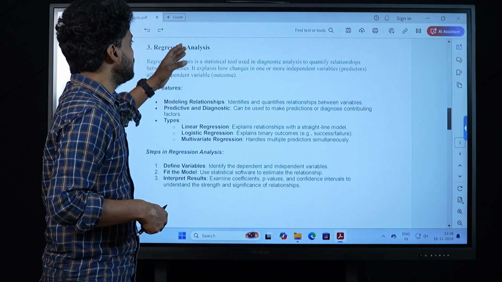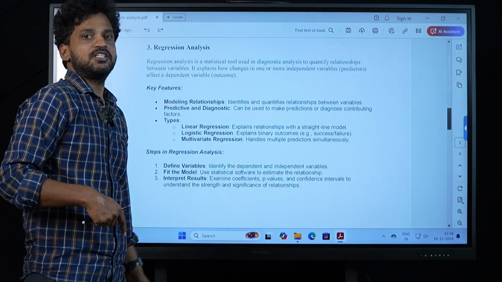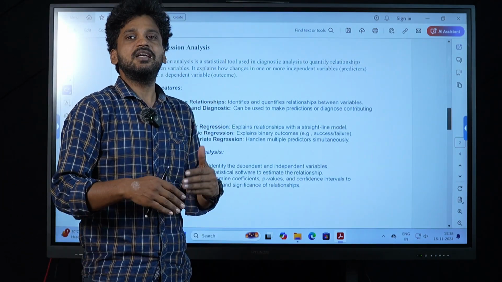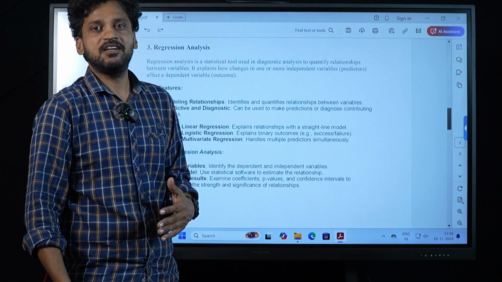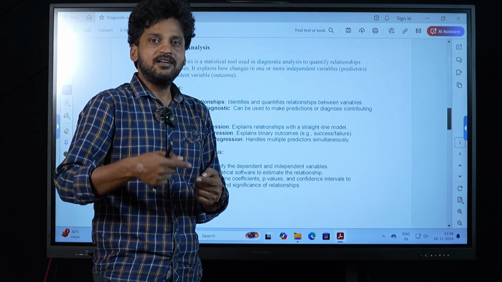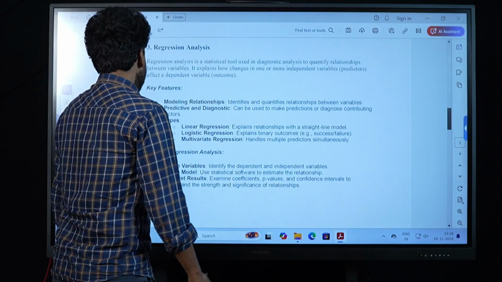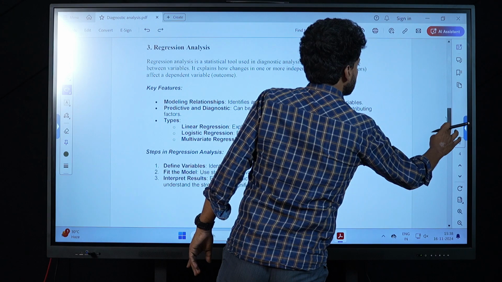Now, we should be able to go for regression analysis in the diagnostic analysis. What is regression analysis? In regression analysis, we will be able to identify the relationship between a past event and the likelihood of a future event. This is what regression analysis is. Now, there's nothing much to talk about regression analysis.